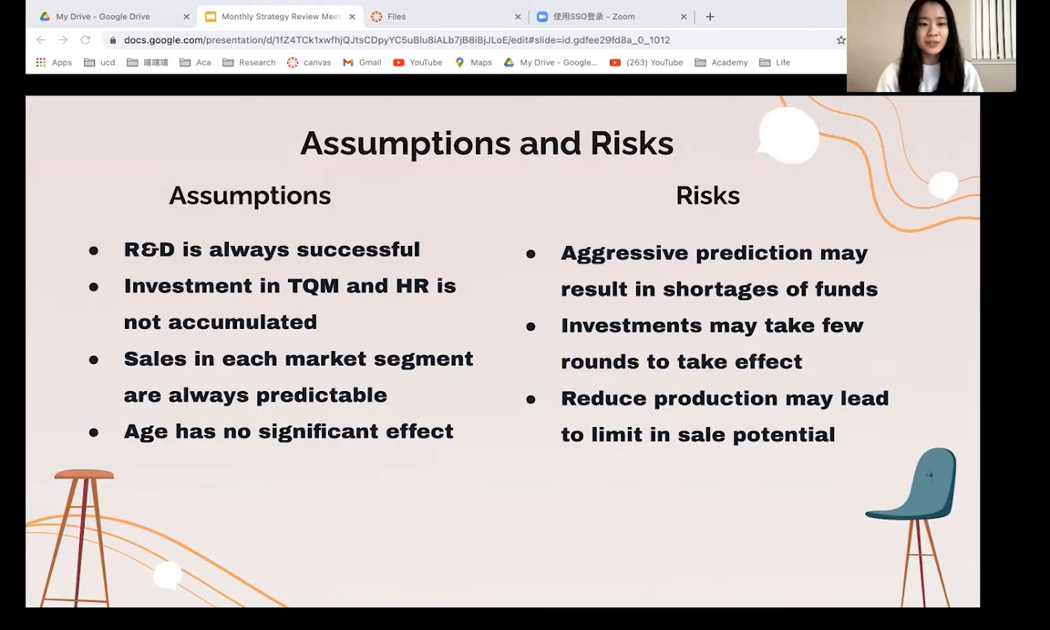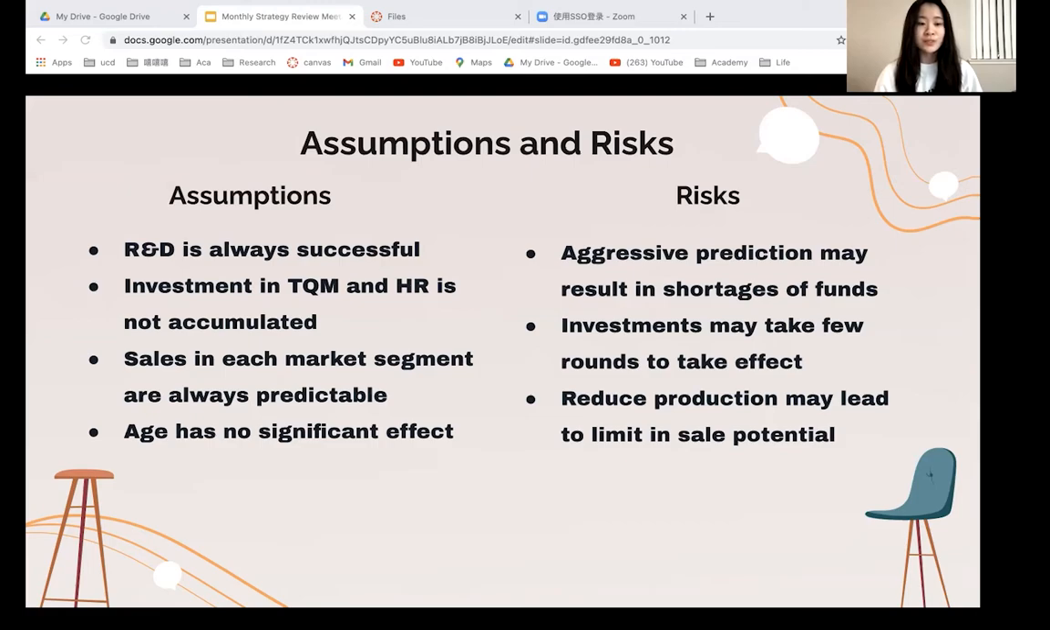When making the decisions, our company has 4 assumptions. First, we assume the R&D is always successful. This is because performance of the product is the most important factor of customer buying criteria. So we assume that if we meet customers' expectations, we will sell all the products we produced. Second, we assume the investment in TQM and HR is not accumulated. That's why we didn't invest much in these 2 areas and it led to a higher cost in the later rounds.